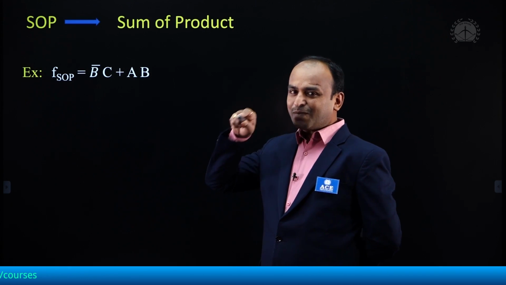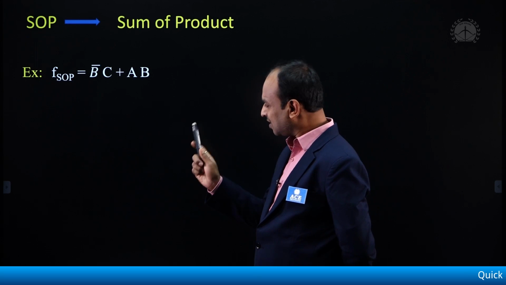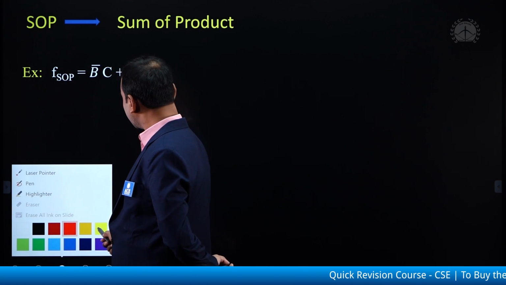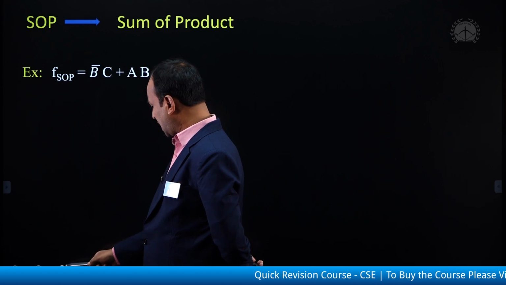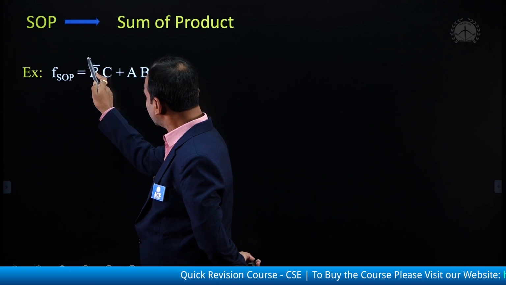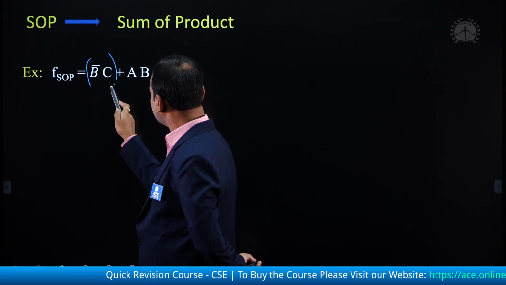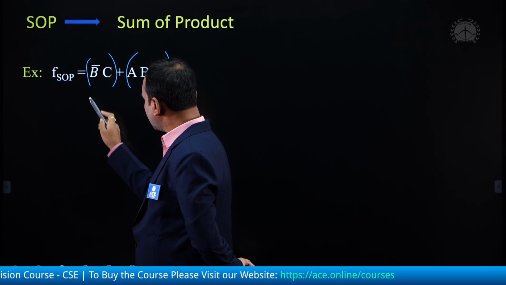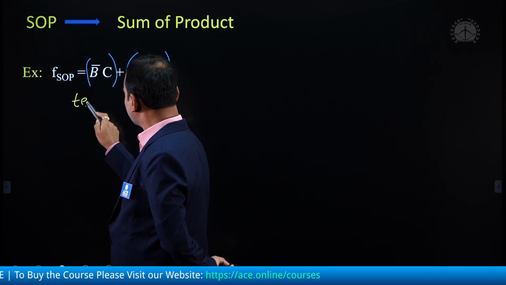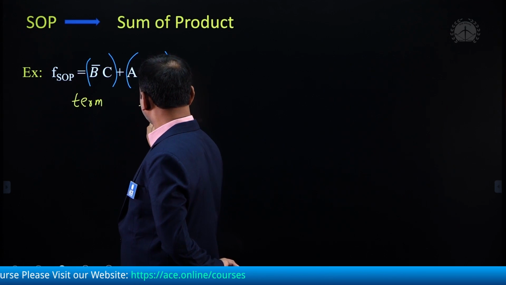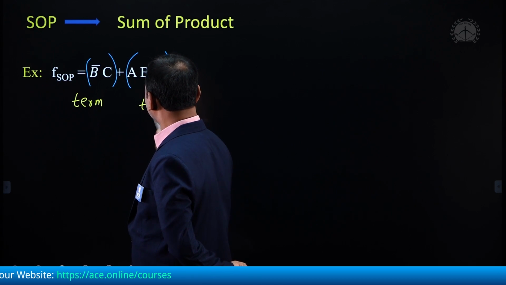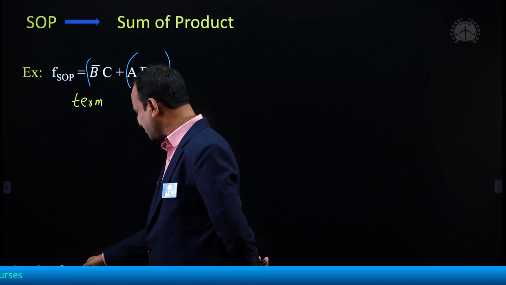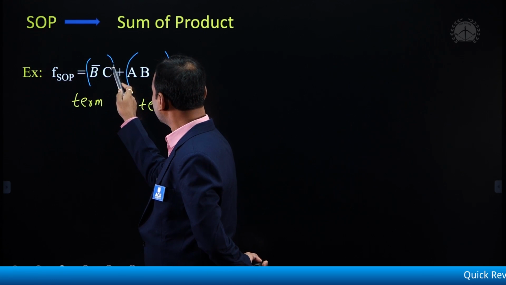Now, what is the meaning of SOP? I am going to explain clearly what the meaning of SOP is. Dear students, observe, there are two terms here. This is the first term, this is the second term. Term 1, term 2. Observe what is between the terms.